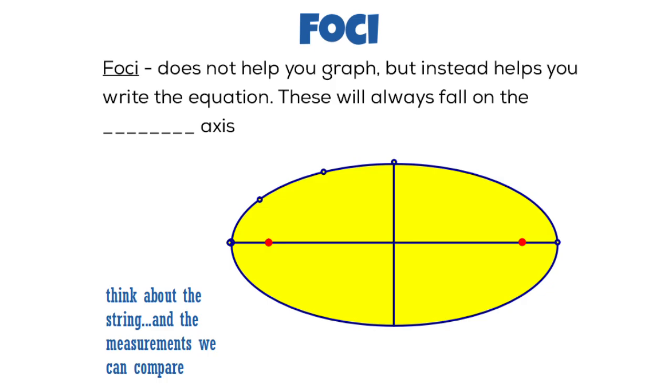All right, so let's talk a little bit more about those foci. The foci aren't going to help me graph this thing, but they give me information about the ellipse, and they might help me to write the equation of an ellipse. Now, your foci will always fall, I said this earlier, on your major axis. The major axis is the longest, so this makes sense here. Here's my longer axis, the major axis, and here are the 2 foci that fall on it.